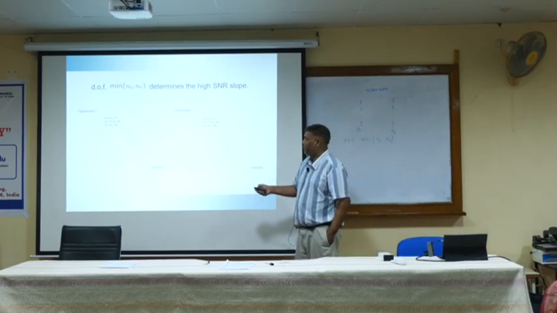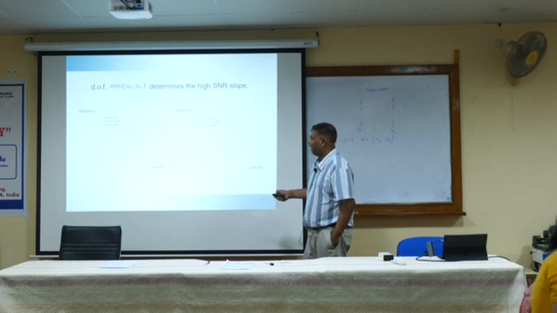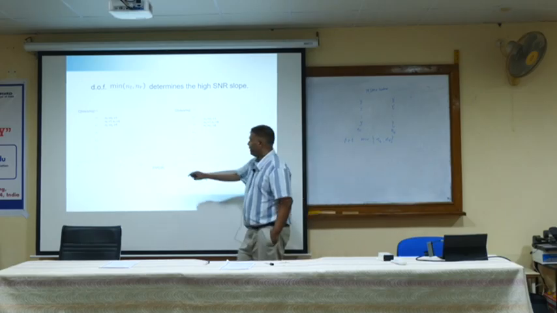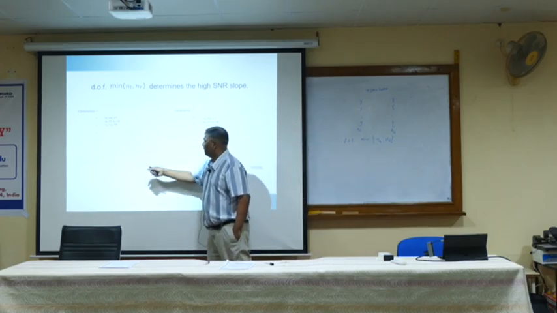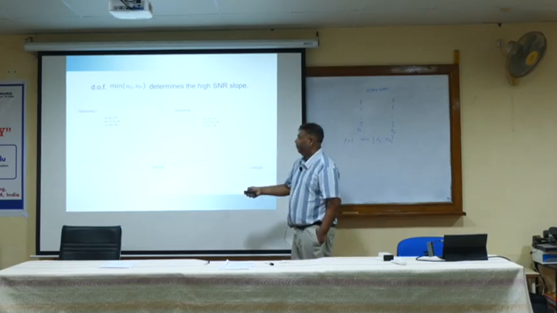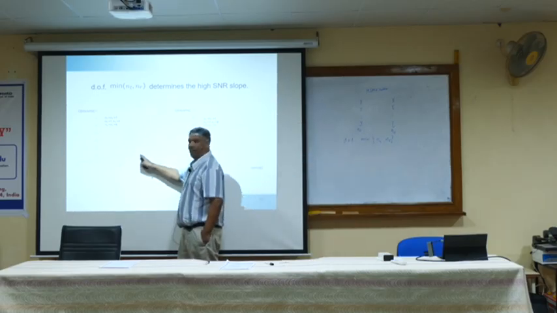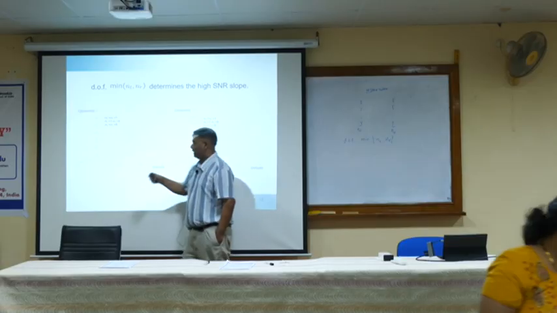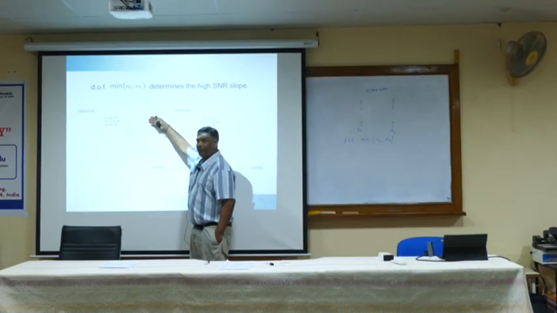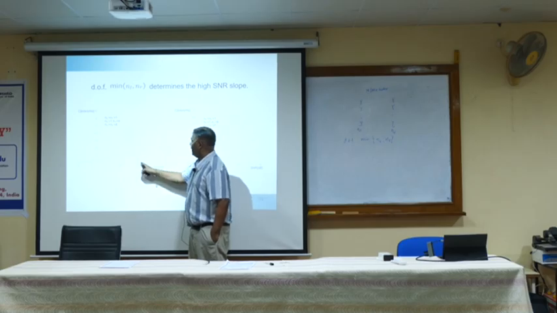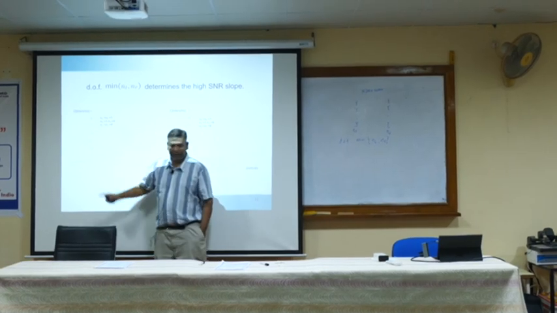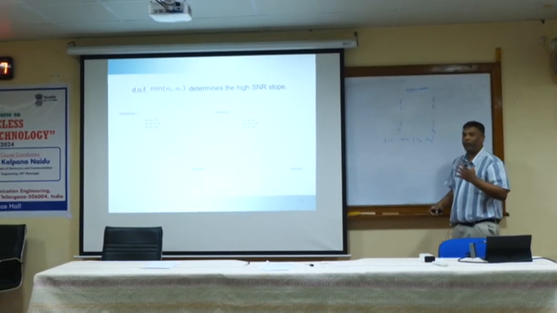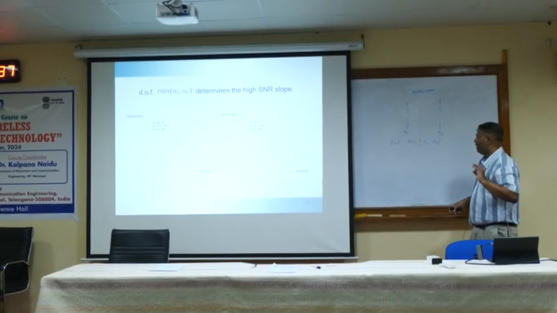So this plot shows the capacity versus SNR. I explained to you this curve is for the SISO case, single input, single output system. At 20 dB SNR, it is giving you 5. If you go here and see, for the single input, single output system, it gives 5 bits per second per hertz. But the MIMO system with 4 transmit antennas and 4 receive antennas is giving you 20 bits per second per hertz.